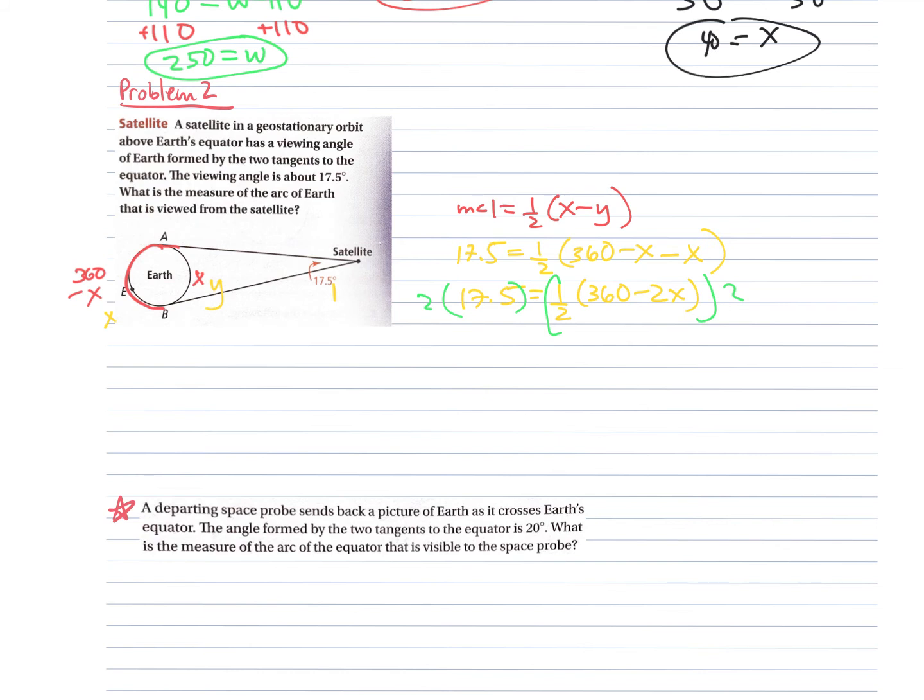So let's multiply by 2 to get rid of that 1/2. 17.5 times 2 is 35, and then we have 360 minus 2x. So we can subtract 360 from both sides. 35 minus 360 is negative 325, which equals negative 2x. Let's divide both sides by negative 2, and we get that x is 162.5.